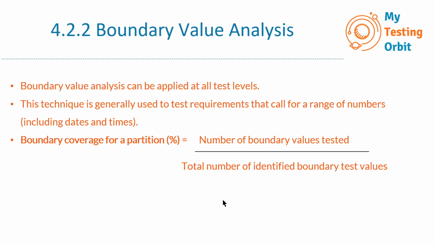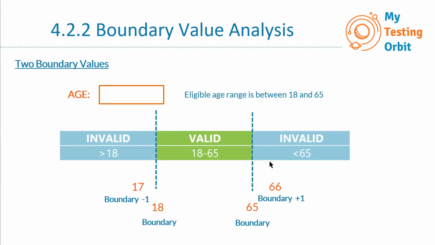Okay, boundary value analysis can be applied at all test levels, just like equivalence partitioning. This technique is generally used to test requirements that call for a range of numbers, including dates and times. So as we already said, it has to be either numeric or in a sequence. The coverage for a specific partition is measured as the number of boundary values tested divided by the total number of identified boundary test values. Okay, now let's see two boundary values, how to calculate that.